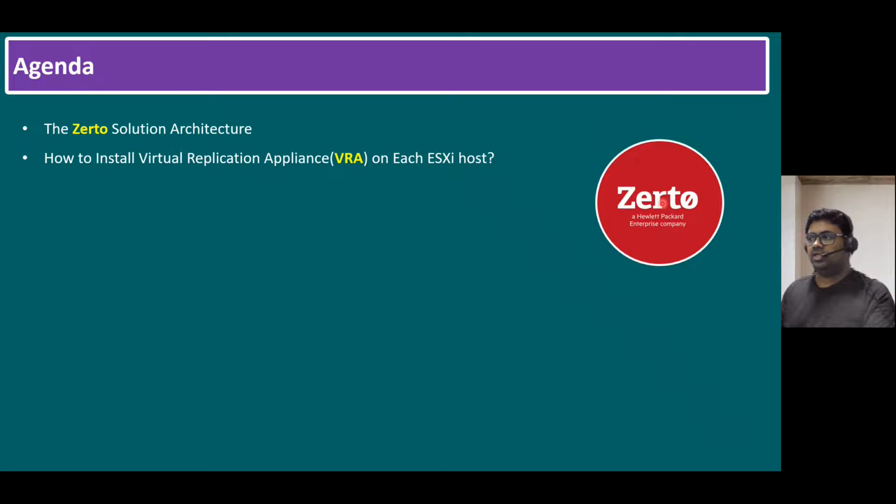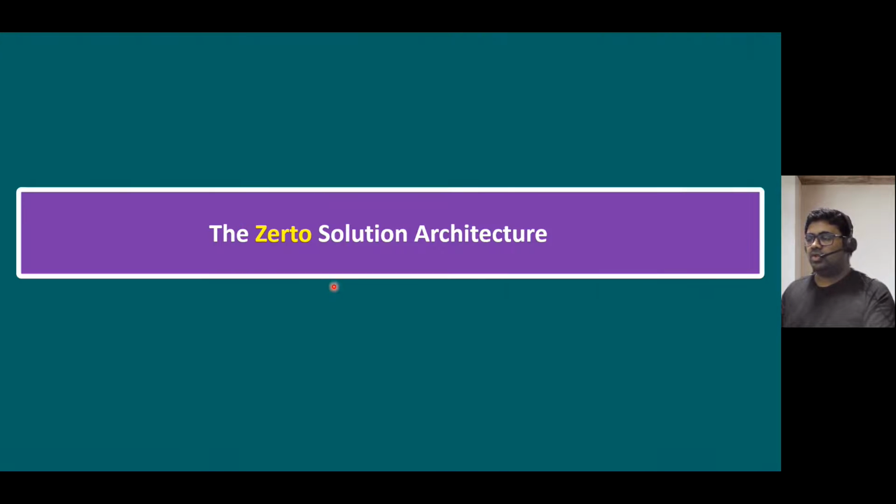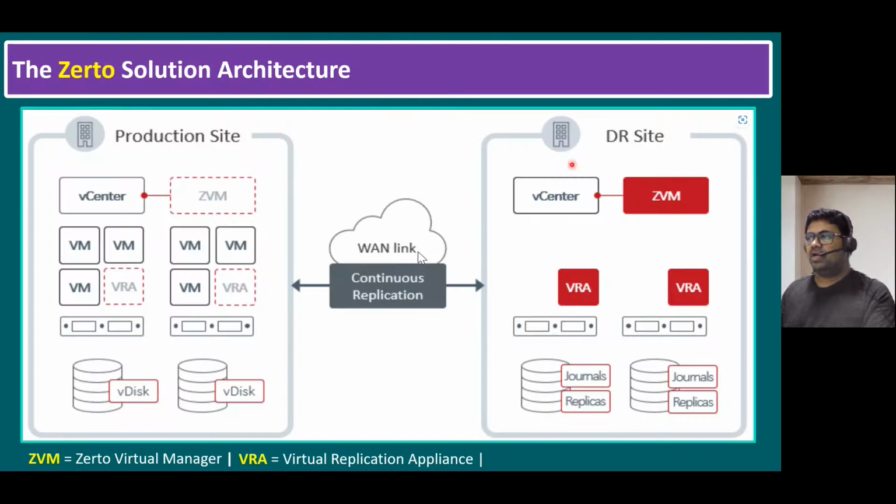As we are aware, Zerto is an HPE company, Hewlett Packard Enterprise. And this is the high level Zerto solution architecture. As per our previous session, we already observed how to install Zerto Virtual Manager on Windows Server. So in this session, I'm going to show you the second component within our architecture, the virtual replication appliance, and how to install it on each ESXi host within your vCenter cluster. If you understand it at one cluster level, the same procedure applies to the DR site also.